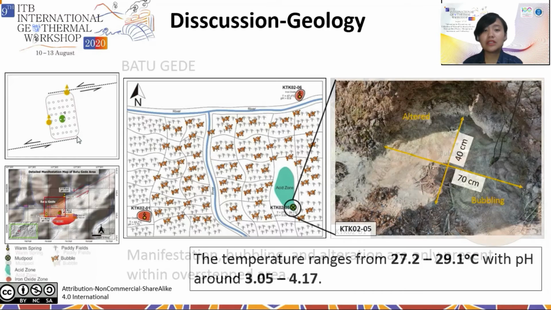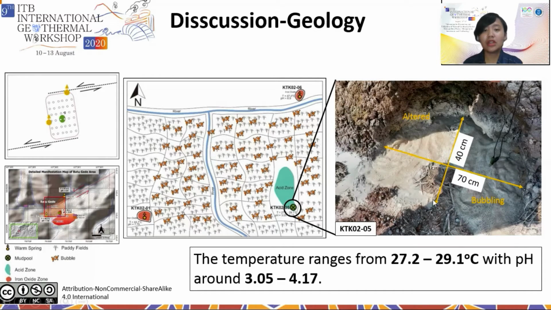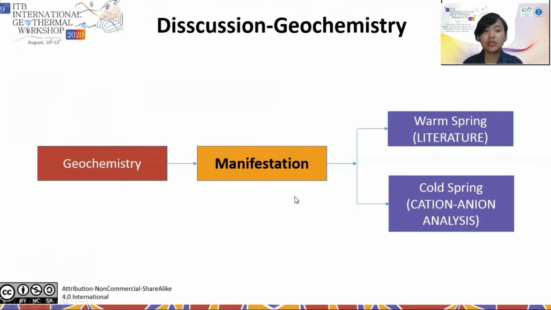Following is the appearance of mud pool with a dimension of 40 x 70 cm. There is acid alteration with the presence of sulfur and a pungent odor around it. Next, we will discuss the geochemistry of Batu Gede and Batu Kapur.